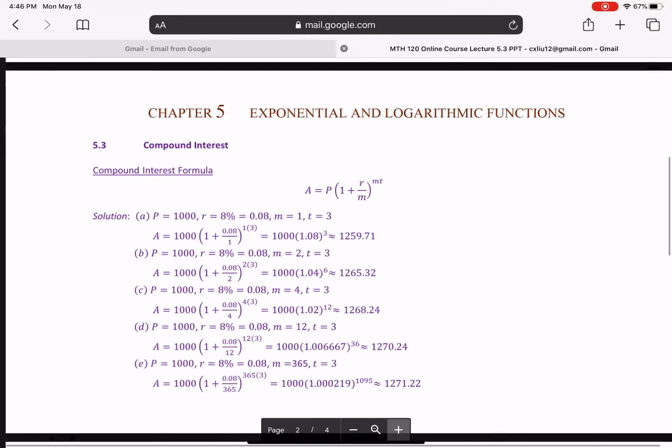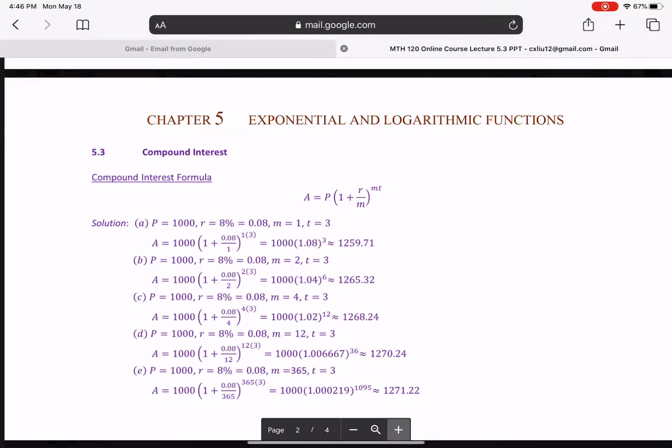So just plug in the numbers in the formula. In part A we have P equal to 1,000, R equals 8%, which is 0.08, M equals 1 for compounding annually, and T equals 3. So A equals 1,000 times (1 plus 0.08 over 1) to the 1 times 3, and we get $1,259.71.